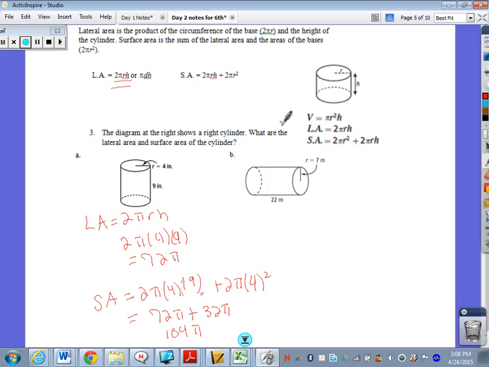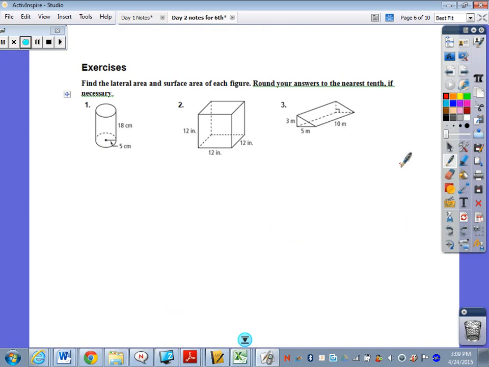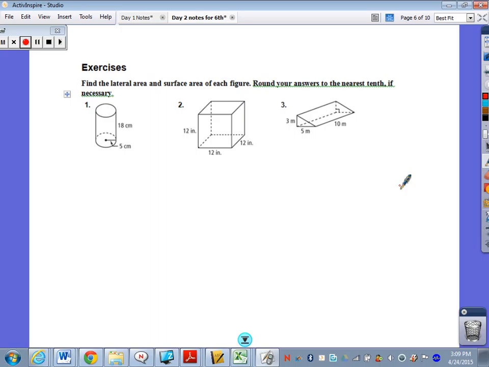Okay, so I'm going to have you guys try B, so please pause the video. Just remember the height is between the bases, so this height is 22. Okay, so pause it and try that one, and then I'll have the answer up. So those are the answers to the two that we should have got for the B. Okay, so then we have practice. I'm not going to do the cylinder or the cube or rectangular prism because we already did that.